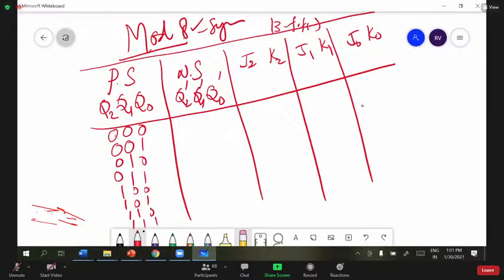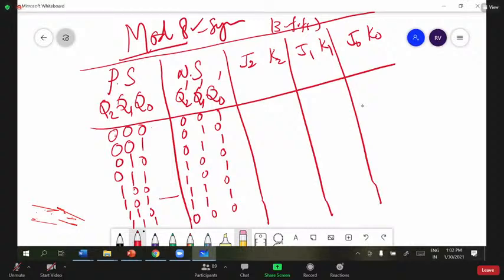Parallelly, one of you should prepare this. Present state is 0, so what is the next state here? I'm writing the next state. Next state of this is 0 0 1, then 0 1 0, 0 1 1, 1 0 0, 1 0 1, 1 1 0, 1 1 1, and the last one goes back to 0 0 0. I am preparing the excitation table.